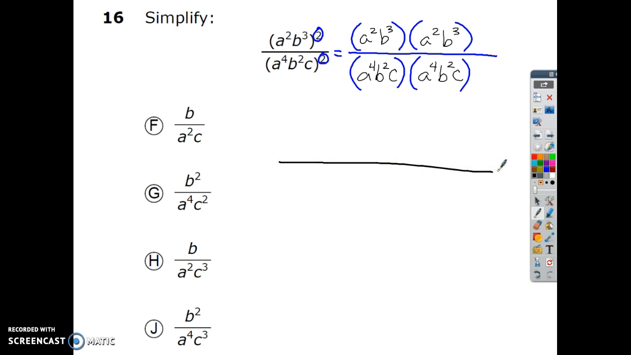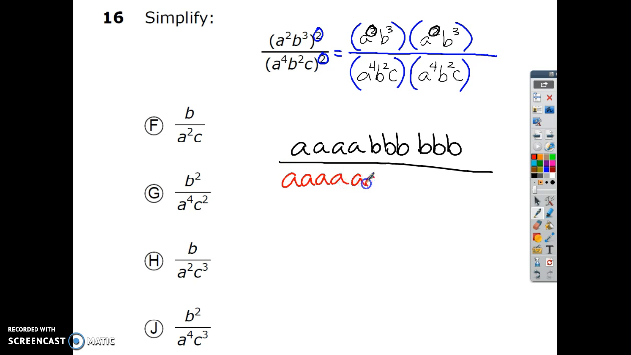So how many a's on top? 4. 2 here and 2 here. How many b's on top? 6, 1, 2, 3, and another 3. And on bottom, how many A's do you have? 8, 4 in one parenthesis, and 4 in another parenthesis. How many B's? 4, 2 in one parenthesis, and 2 in another one. And 2 C's, because you have one on one and one on the other.